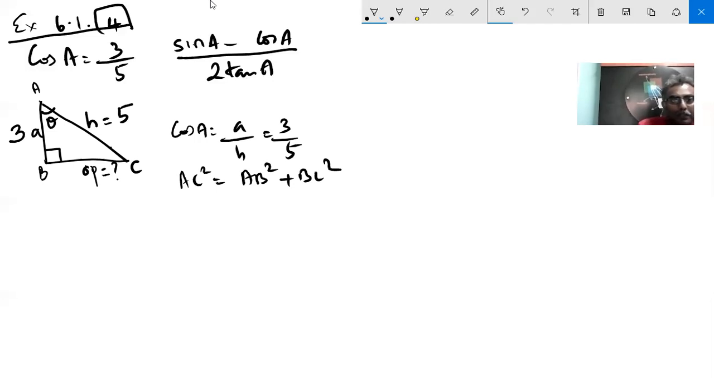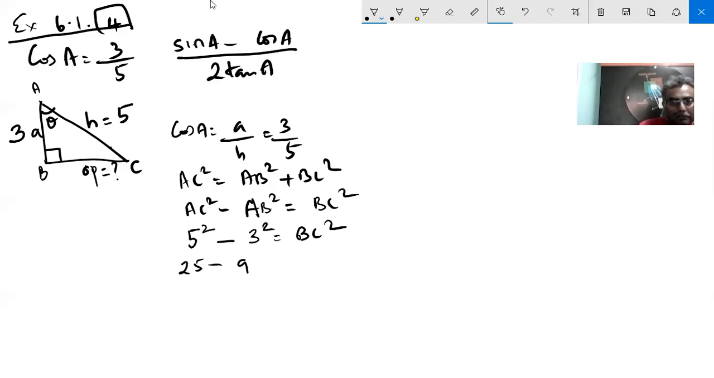Now what we don't know is BC squared. So what you can do is AC squared minus AB squared is equal to BC squared. Now tell me numbers. AC square is 5 square minus AB square is 3 square, equal to BC square. How much is 5 square? 5 square is 25. And 3 square is 9.